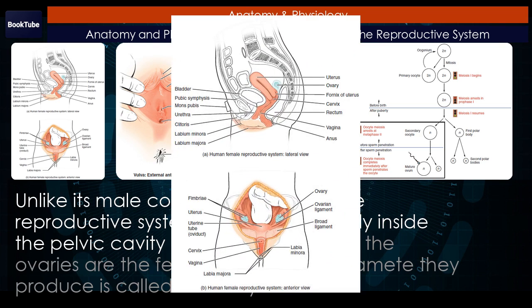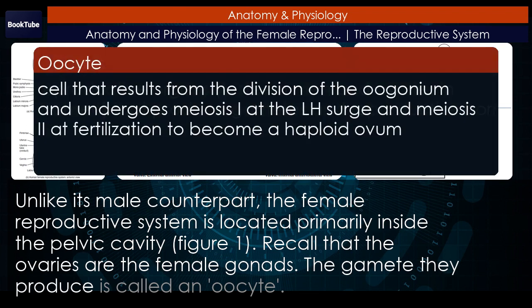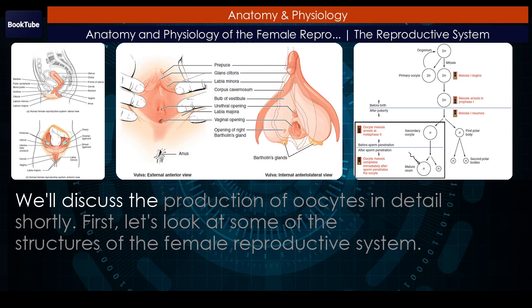Figure 1. Recall that the ovaries are the female gonads. The gamete they produce is called an oocyte. We'll discuss the production of oocytes in detail shortly. First, let's look at some of the structures of the female reproductive system.